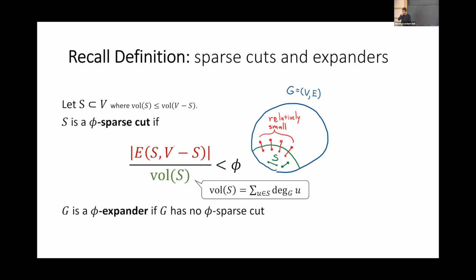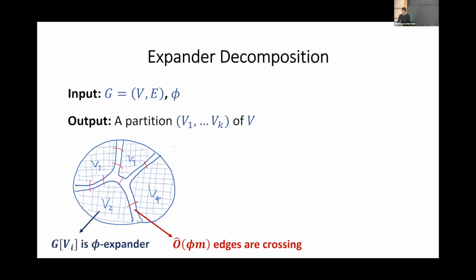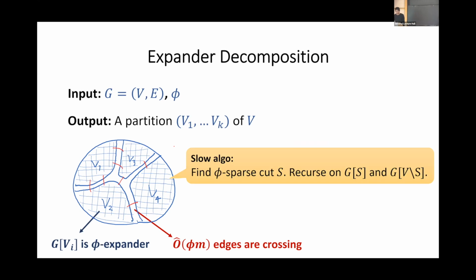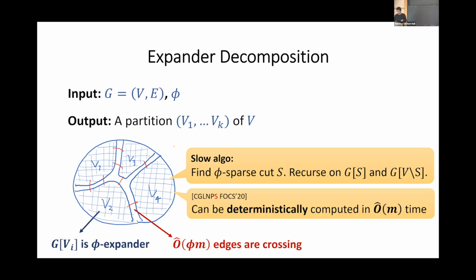Okay. So this is just to recall the notion of sparse cut and the notion of expander. A phi-expander is just a graph with no phi-sparse cut. And what we want is this thing. If you don't care much about fast algorithms, just keep finding sparse cuts and recurse. That's easy. You can do it. But let's see how to do it fast.